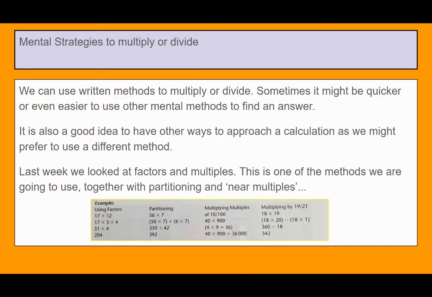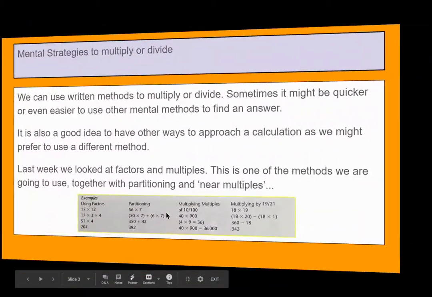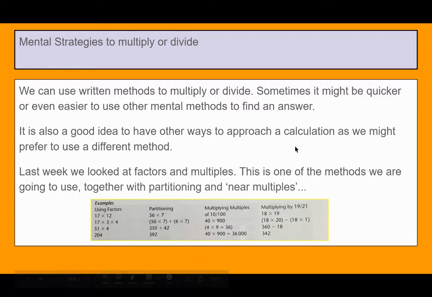So we can use written methods to multiply or divide. We're pretty good at those. But today, we're going to use mental strategies. So we're not going to use our written multiplication. Your working out is going to be like the examples that we've got here at the bottom of the page. Okay? So sometimes it might be quicker or even easier to use other mental methods to find an answer, but you need to just show your jottings as well.